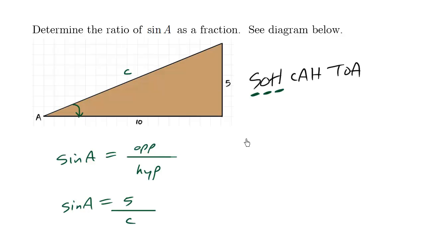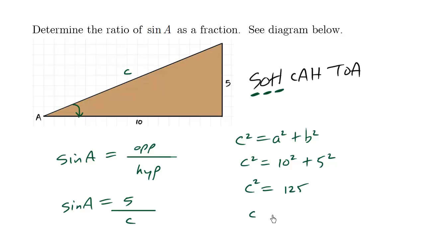Recall the Pythagorean theorem, C squared equals A squared plus B squared. So C squared is equal to 10 squared plus 5 squared. And if you take the square root of both sides, you can solve for C. So C is equal to the square root of 125, but let me just work it out here. So C squared is equal to 125. So C is equal to the square root of 125.